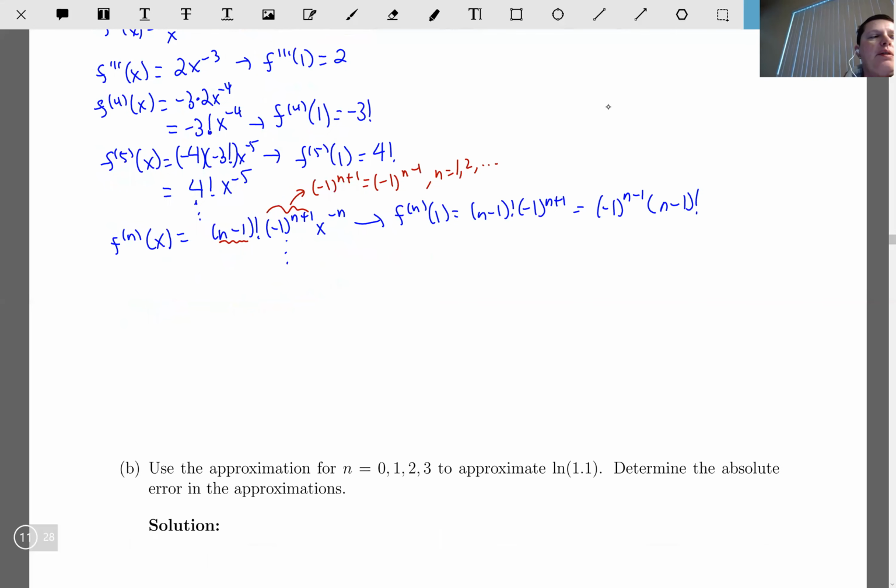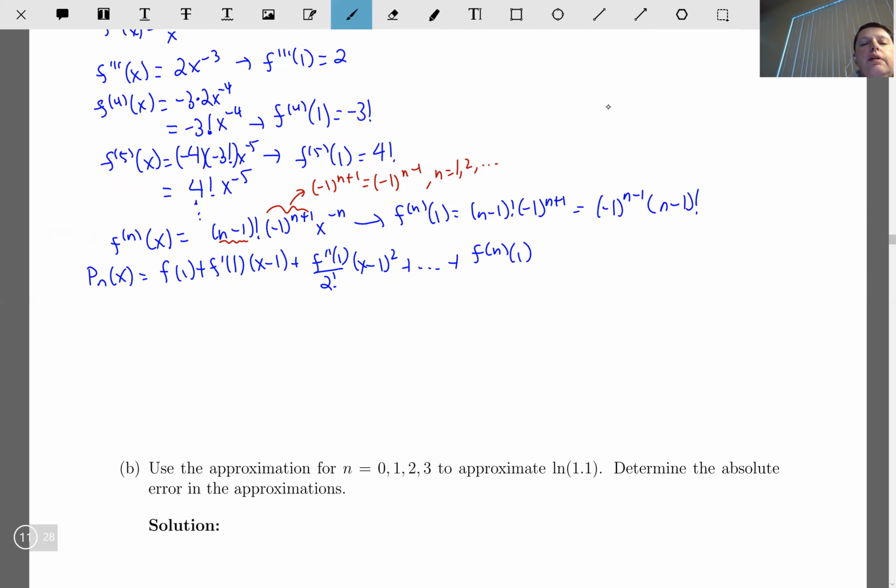Okay, so what's our Taylor polynomial? Dot, dot, dot. We're stopping. So Pn is, right, f of 1 plus f prime of 1 times x minus 1 plus f double prime of 1 over 2 factorial x minus 1 squared plus the nth derivative of 1 over n factorial x minus 1 to the n.